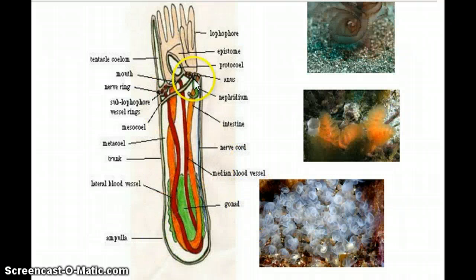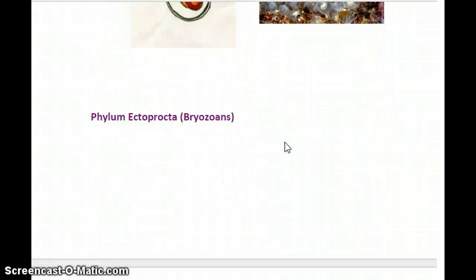And here's what it would look like in a cross section. So here's the body of the animal inside, and then this is the lophophore, or the feathery feeding appendage. So you can see them here. They're actually really pretty. They look like little trees or little flowers. It would be really easy to confuse them with a plant.